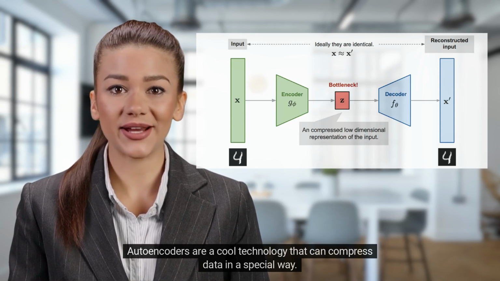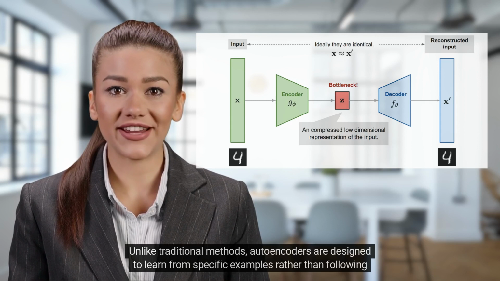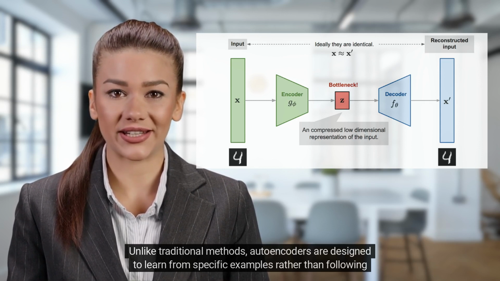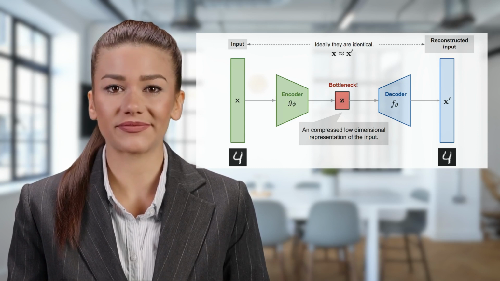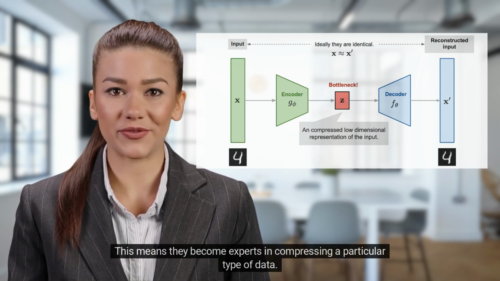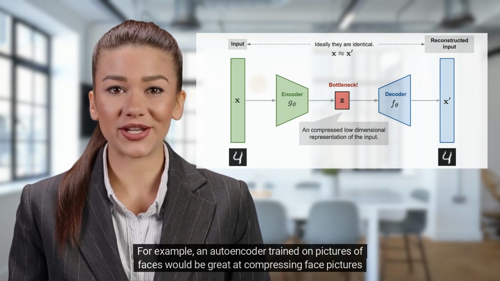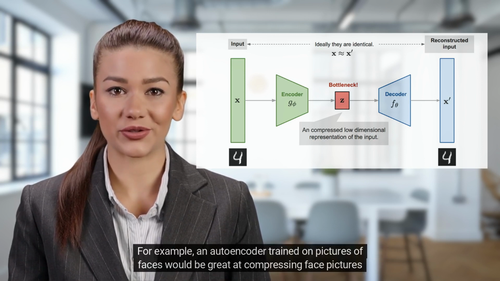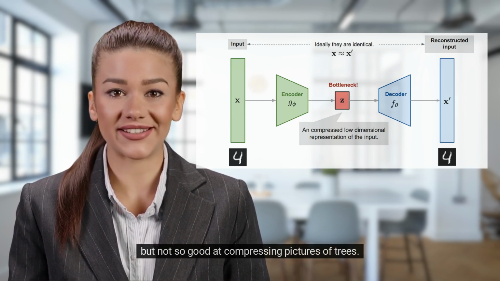Autoencoders are a cool technology that can compress data in a special way. Unlike traditional methods, autoencoders are designed to learn from specific examples rather than following general rules. This means they become experts in compressing a particular type of data. For example, an autoencoder trained on pictures of faces would be great at compressing face pictures, but not so good at compressing pictures of trees.